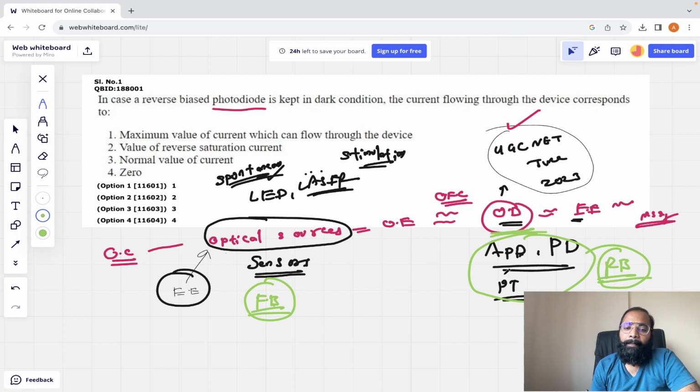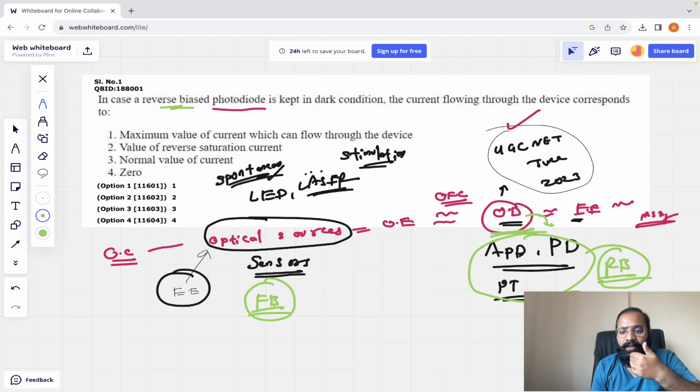Okay, fine. Now the question is about the photodiodes. It means it is an optical detector related question. And of course, I already told you that optical detectors must be in the reverse biased condition only. So that is what they mentioned here. Now you may get one doubt: sir, what happens if the photodiodes are forward biased? If the APD or PD or the PT are forward biased, they just act like a normal conventional PN junction diode.